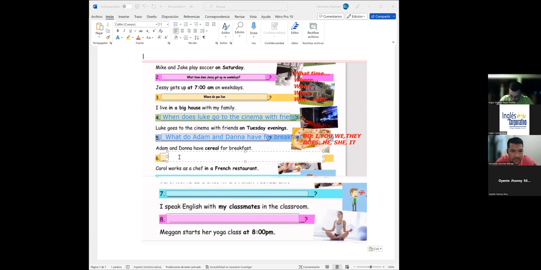Carol works as a chef. Where does Carol work? Creo que aquí el works queda como work, nada más sin el as porque lleva el verbo auxiliar. Sí. Where does Carol work? As a chef. Sí, así está bien.